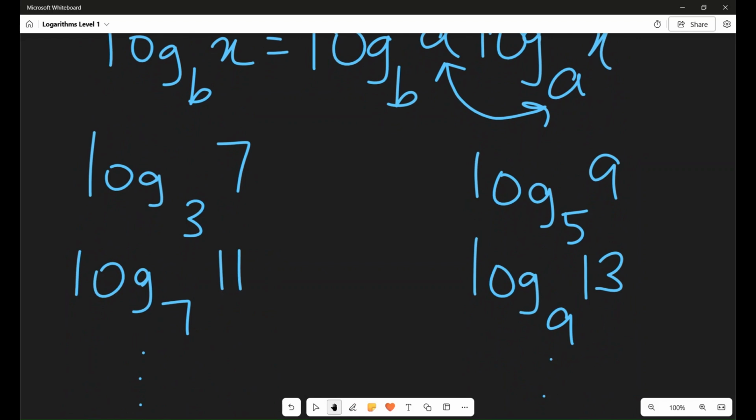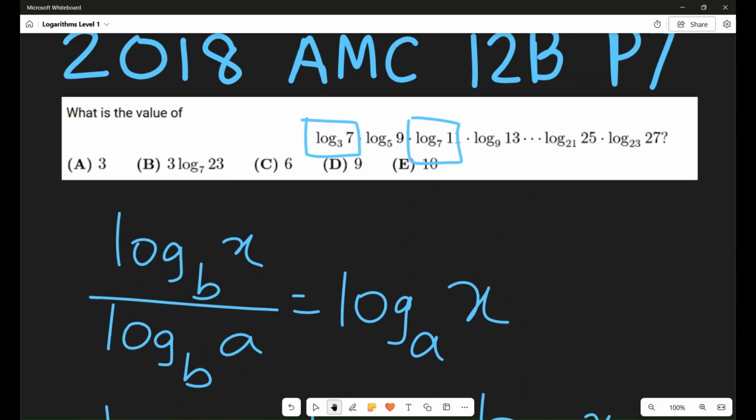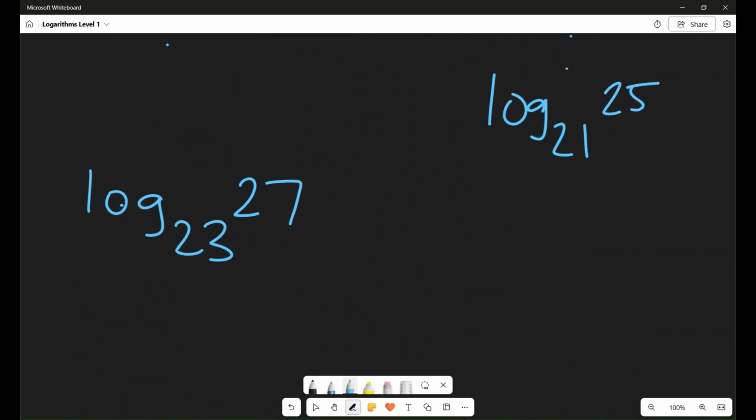So as we said before, we can take log base 3 of 7 and log base 7 of 11, combine them to get log base 3 of 11, right? And then if we keep going, it'll be log base 3 of 11, log base 3 of 15, log base 3 of 19, log base 3 of 23, and then we'll finally get log base 3 of 27. And that is super convenient because what is log base 3 of 27? That's just 3, right? Because 3 to the power of 3 is 27.